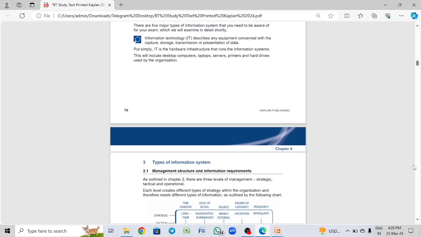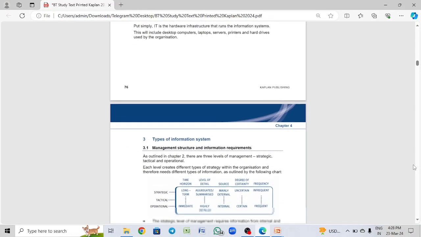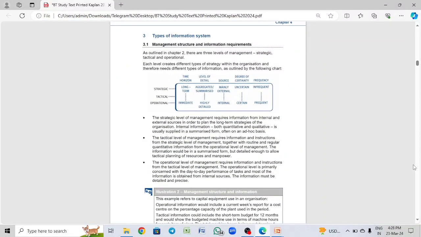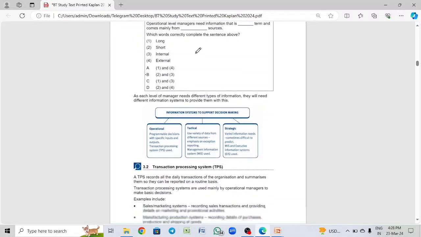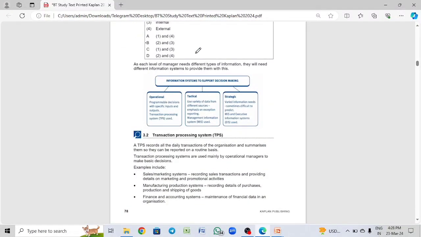Let's further discuss the types of information systems, so that the concept of information system is much clearer. In an organization at various levels, there are various types of information systems. Okay, information systems is the word I'm using. First is TPS, which is the transaction processing system.